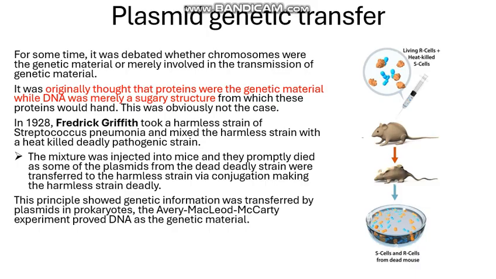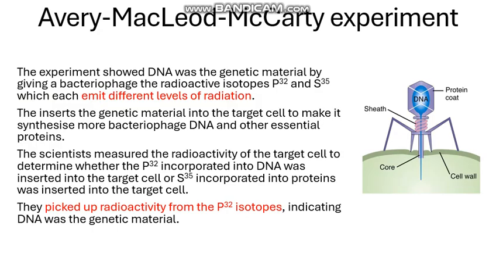The Avery-MacLeod-McCarty experiment, which we're going to go over next, was the experiment that proved that DNA itself was the genetic material. So, let's get into the Avery-MacLeod and McCarty experiment. The experiment basically showed that DNA was the genetic material by giving a bacteriophage, shown on the right, the radioactive isotopes P32 and S35, so phosphorus 32 and sulfur 35, which each emit different levels of radiation.